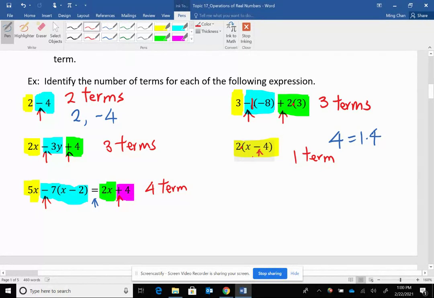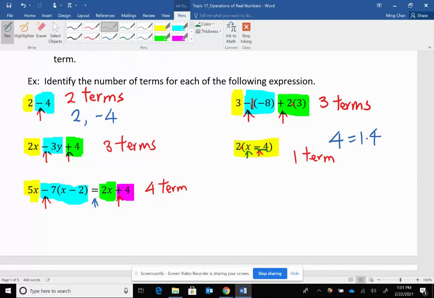Think of the parentheses like my grocery bag. If you open the grocery bag, what do you see? 5 cans of green beans, right? In our case here, there's only 1 subtraction sign, so there are only 2 terms in there. In this bag, there are only 2 cans inside of it. So x is 1 term, and -4 is another term. It's a different question. The problem itself has 1 term. But if you look inside the parentheses, you have 2 different terms.